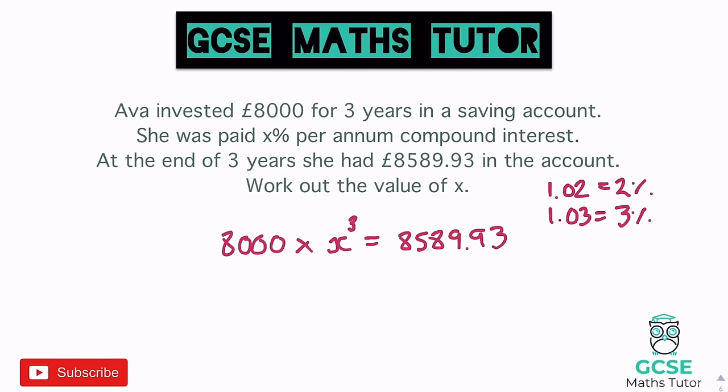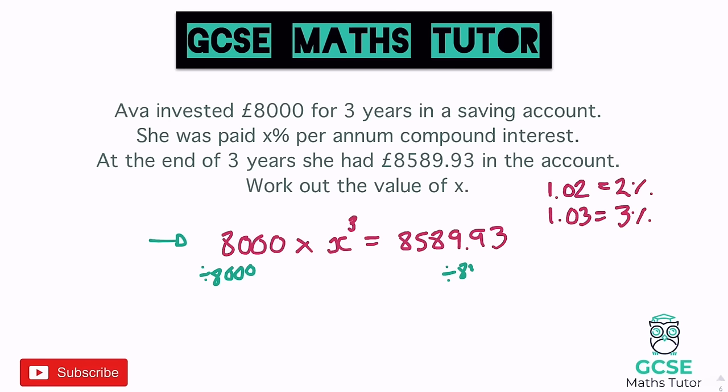But there's actually a simpler way of doing this, and it's just about rearranging this little equation that we've got written here. So if I want to have x cubed on its own, bearing in mind it's 8,000 times x cubed, I could divide both sides by 8,000. So if I divide both sides by 8,000, that'll give me x cubed on its own.